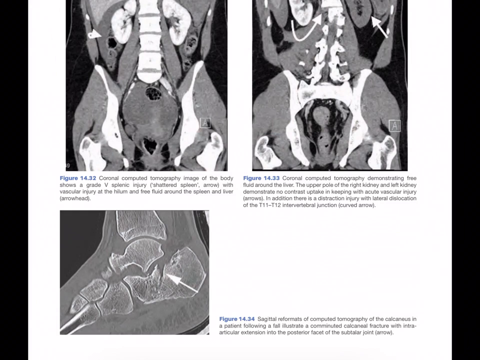Figure 14.34, sagittal reformats of computed tomography of the calcaneus in a patient following a fall illustrate a comminuted calcaneal fracture with intra-articular extension into the posterior facet of the subtalar joint.